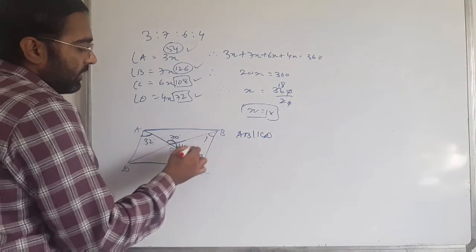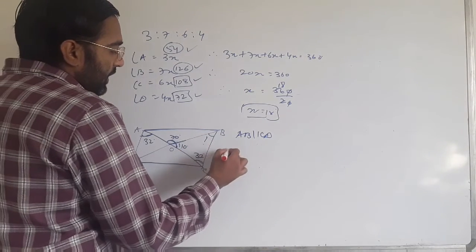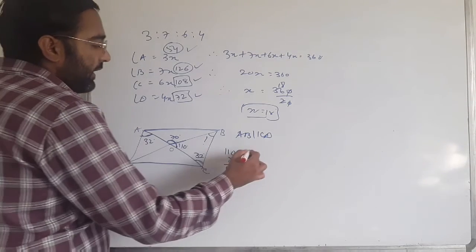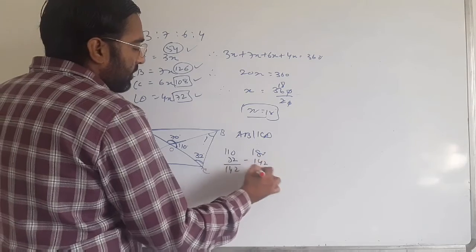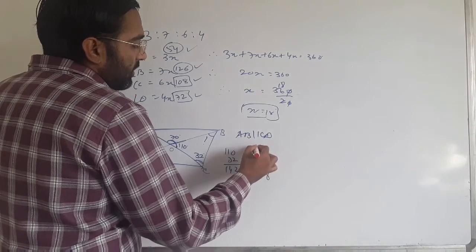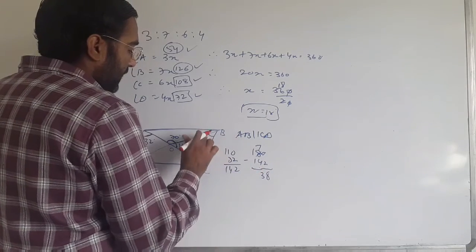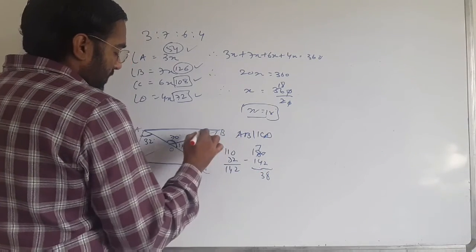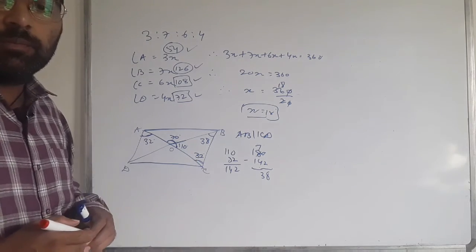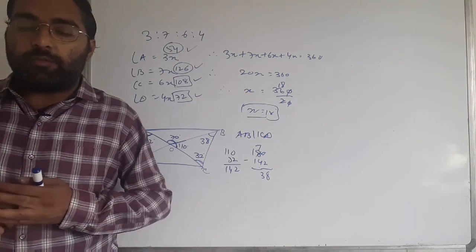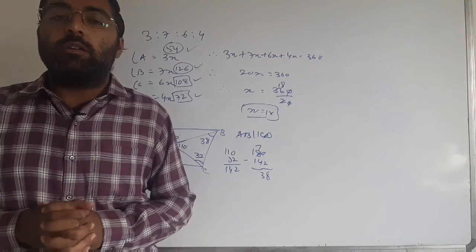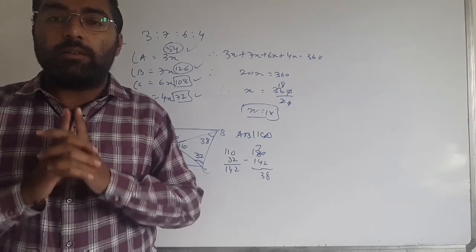So in triangle BOC, 110 plus 32 is 142, and from the angle sum property, 180 minus 142 is 38. So my angle DBC is 38 degrees. Clear that? So students, I hope all of you are enjoying this class and learning more about the previous one. Okay, till then, goodbye and stay blessed.